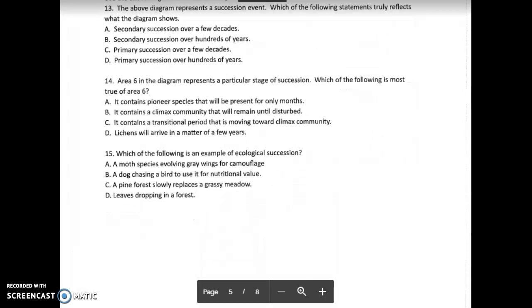Number 15. Which of the following is an example of ecological succession? A. Moth species evolving gray wings for camouflage. B. A dog chasing a bird to use it for nutritional value. C. A pine forest slowly replaces a grassy meadow. D. Leaves dropping in a forest.